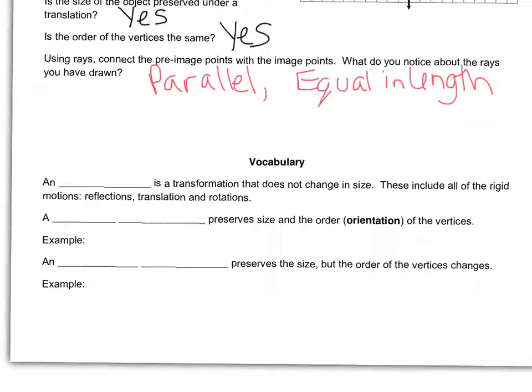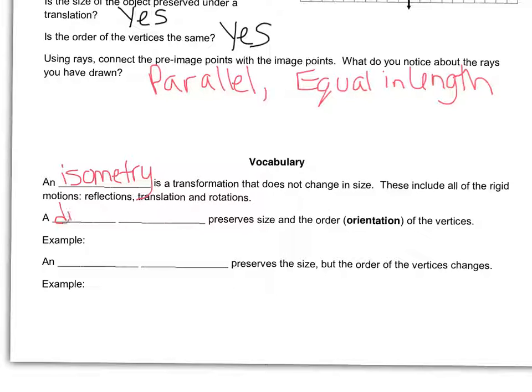All right, some vocabulary that we need for this lesson. An isometry is a transformation that does not change in size. So it's the same thing as a rigid motion, it doesn't change in size. So this includes all of our rigid motions: reflections, which we talked about already, translations, and rotations, which we will talk about.